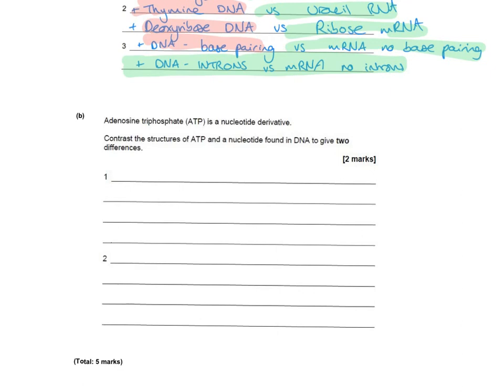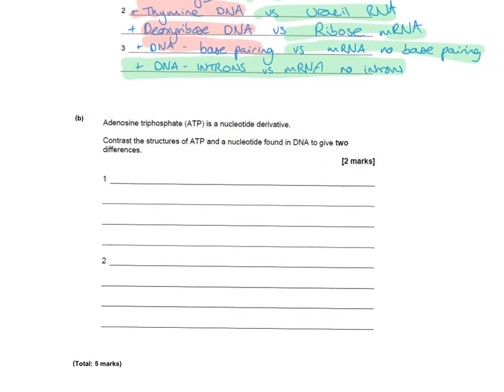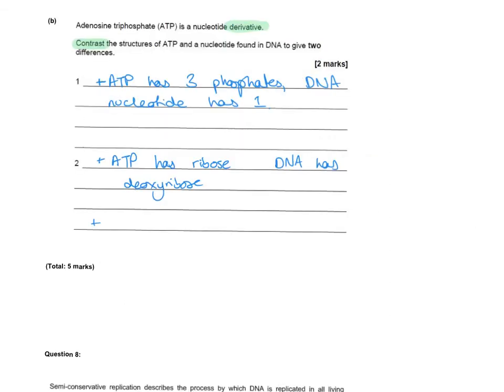Okay, next question. ATP is a nucleotide derivative, so it's not the same as a nucleotide. It's derived from that nucleotide, so we've got another contrast. So we wouldn't say ATP is like this, whereas a nucleotide found in DNA is like that. So lots of people made a really good point that ATP has 3 phosphates and a DNA nucleotide has 1 phosphate. And a second marking point that ATP uses ribose as the sugar, whereas DNA has deoxyribose. Okay, so we did look at that as well in our lesson. It's a little bit different.